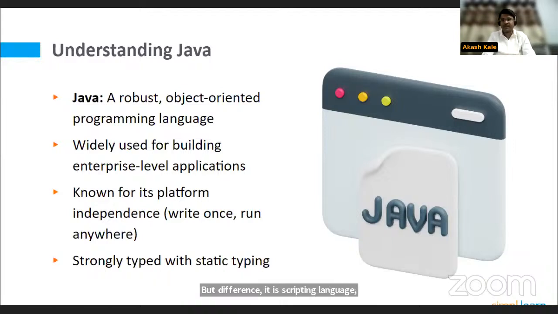So Java is a robust object-oriented programming language widely used for building enterprise-level applications. When I say enterprise, I mean banking applications, e-commerce applications, online shopping applications, where Java is preferable. The main benefit of Java is that it is a platform-independent programming language: write once, run anywhere. But some languages are platform dependent.